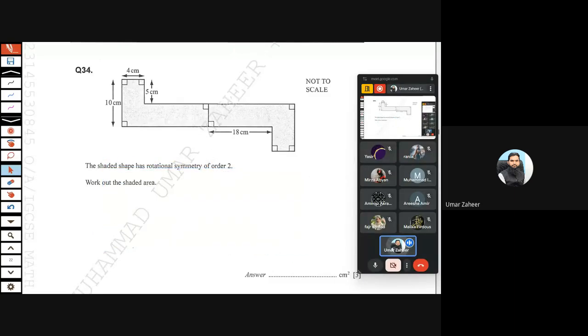He says that you have to find the shaded area. If this is 4 centimeter, this is 4 centimeter as well. This is 18 centimeter, so this is 18 centimeter as well. 18 plus 4 will be 22 centimeter. All right, we have to find the shaded area. So we can find only this area, and multiply by 2, you will get this one as well. So how can we find it? Yes, everyone. How can we find this area?